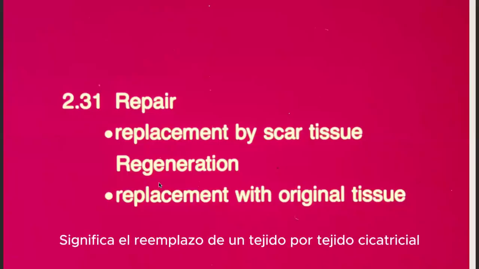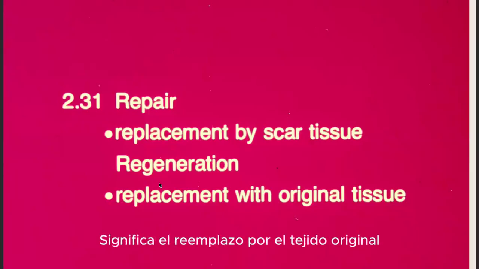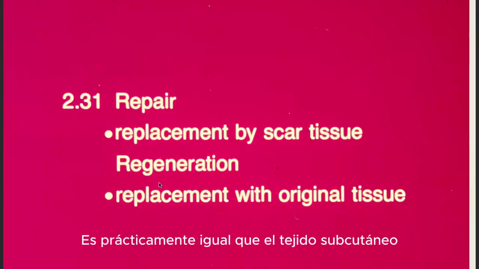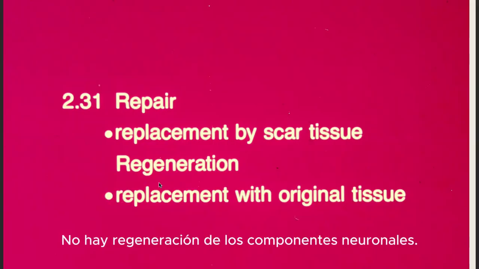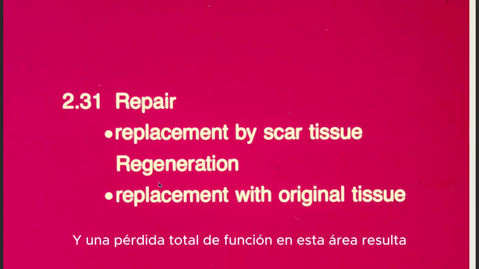Repair generally means the replacement of a tissue by scar tissue, whereas regeneration means the replacement by the original tissue. In the skin wound, scar tissue is virtually the same as the subcutaneous tissue, but a wound to the central nervous system is replaced totally by scar. That is, there is no regeneration of the neural components, and a total loss of function in this area results.